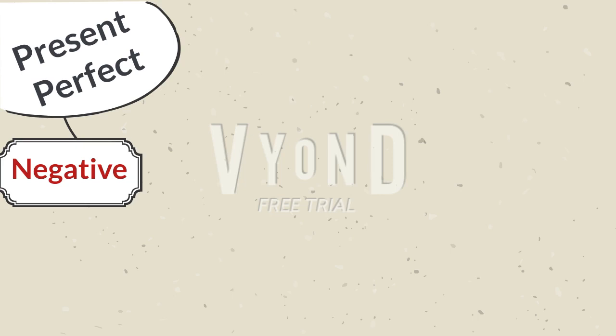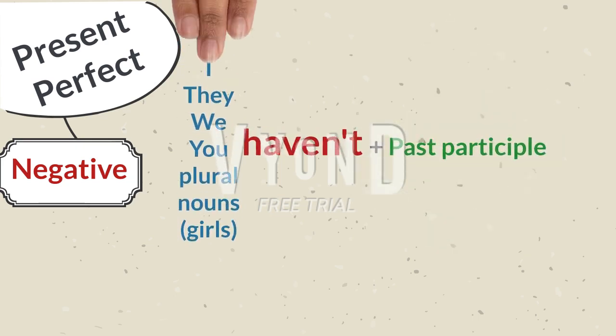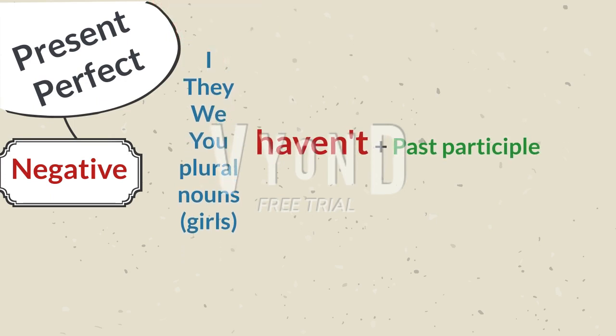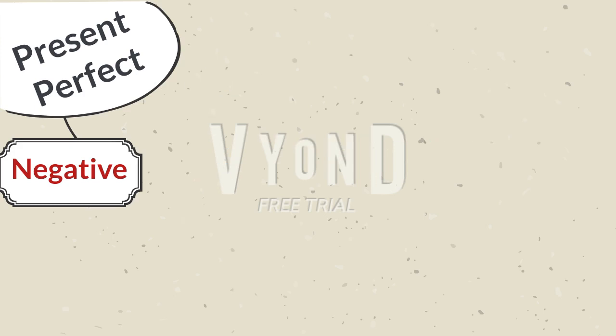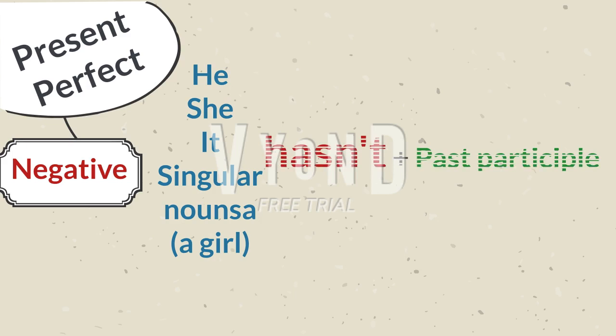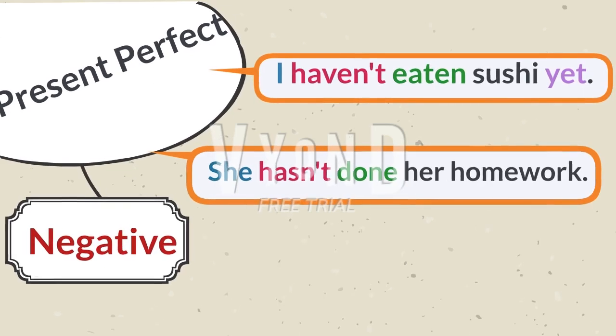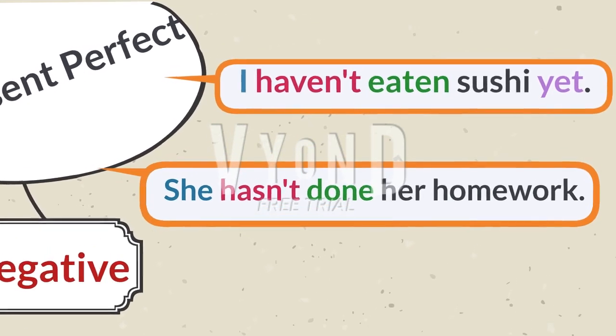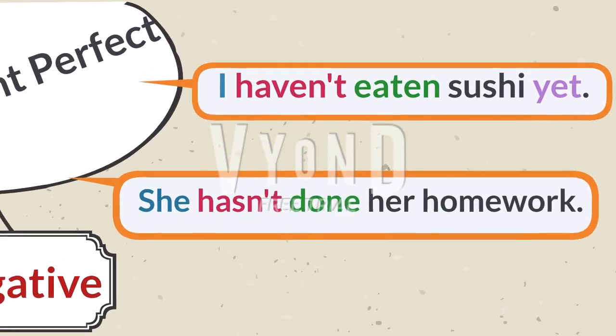Now, my students, let us look at the negative. How can we form the negative of present perfect? As you can see, my students, we add not to the helping verb have or has. Haven't, hasn't, is used to make the present perfect negative. Like we have in the example, I haven't eaten sushi, and she hasn't done her homework.